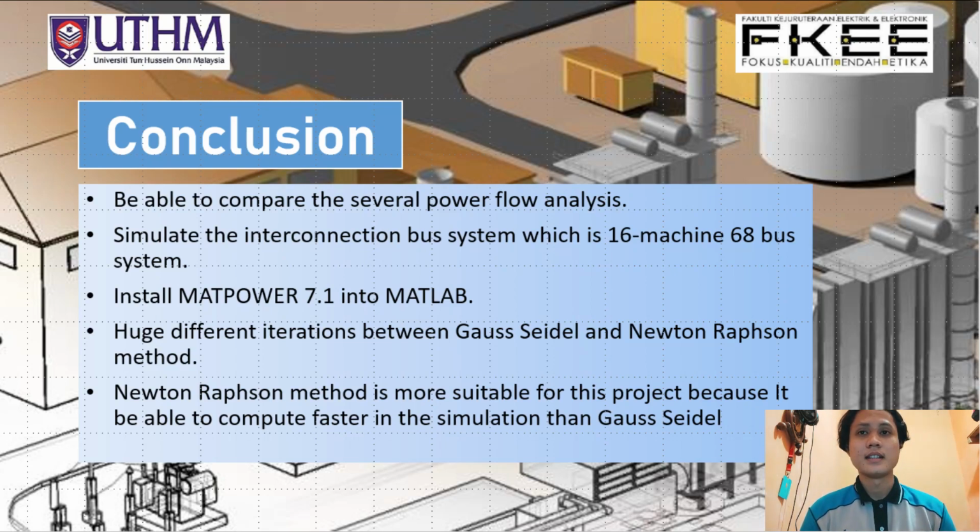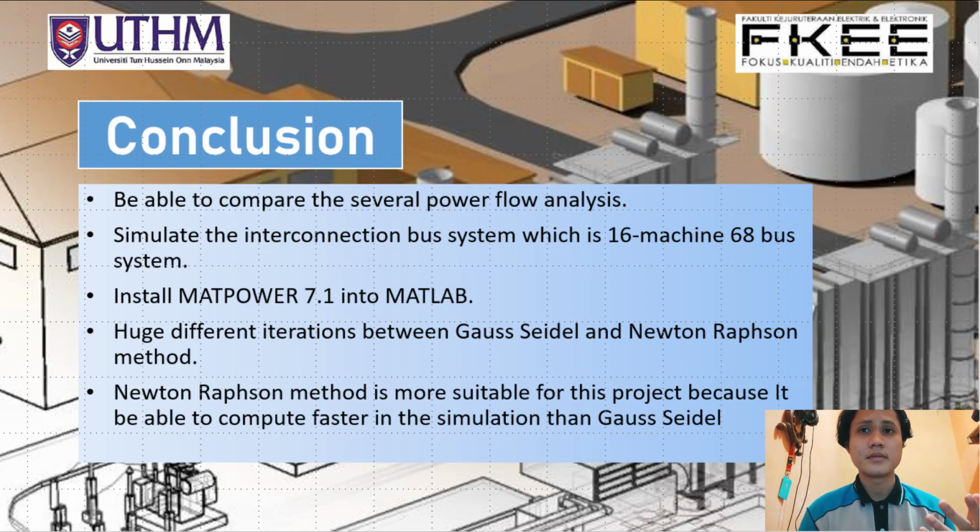In this simulation, using MATLAB as the main software, we were able to install MATPOWER 7.1 into MATLAB. The 16 machine 68 bus system has been used for the comparison of the two methods. There is a huge difference in the number of iterations between these two methods. The Gauss-Seidel power flow did not converge because it reached the iteration limit in this simulation, and because of that, we did not reach the result for it. Or I can say, in this simulation, we did not see the result shown on the screen.